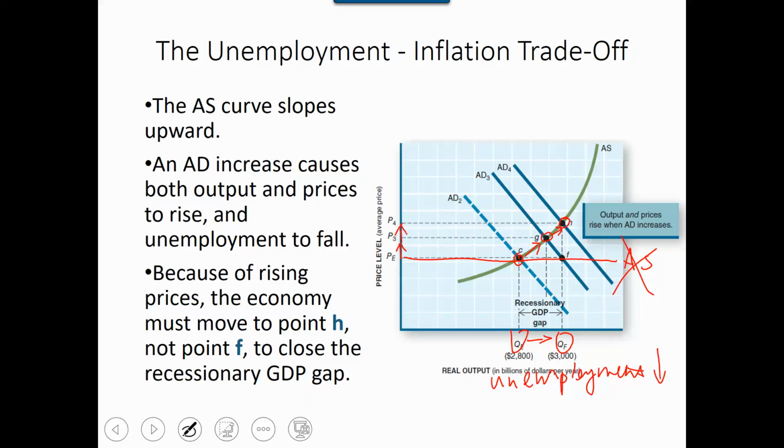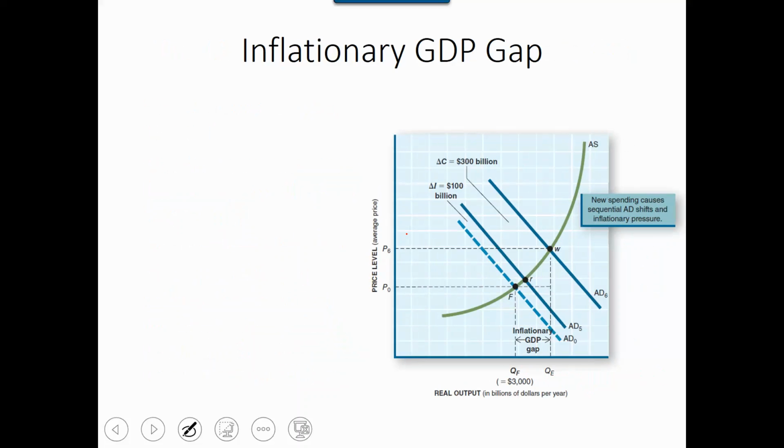So after we talked about aggregate demand decrease causing the recessionary GDP gap, with inflation increasing as well, now how about another scenario? If the economy is overheated, which means the aggregate demand shifts to the right, what can happen? That will cause the inflationary GDP gap.